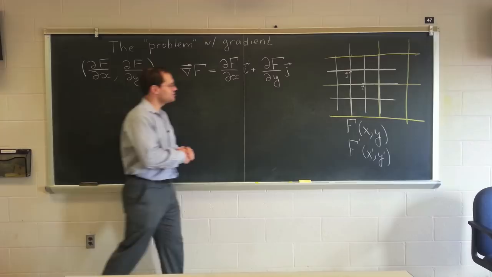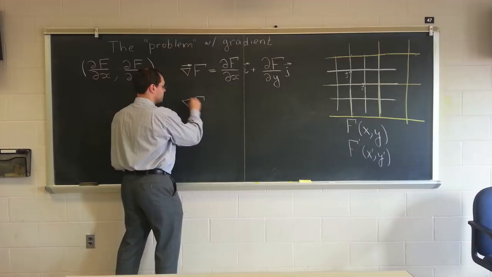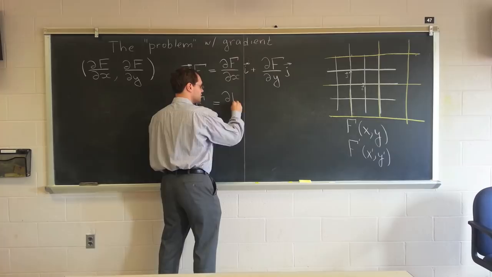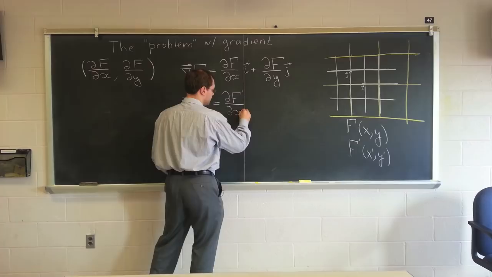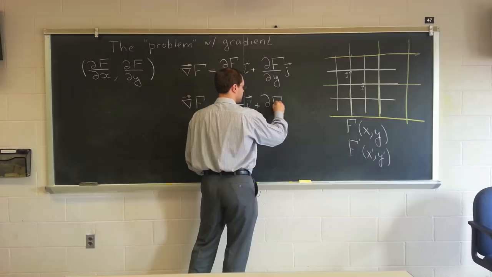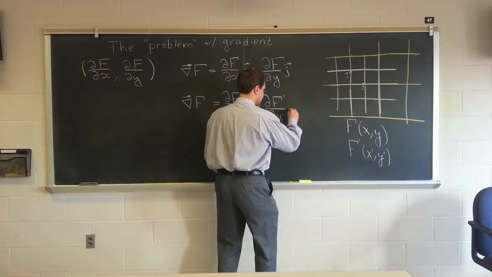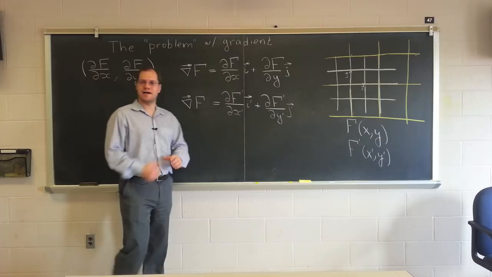So, another attempt, and would these two be the same? It would be the gradient of f prime, the new function, easy to relate to f, but it is a new function: df/dx prime i prime plus df prime/dy prime j prime. And let's think about how i is related to i prime, and j to j prime.